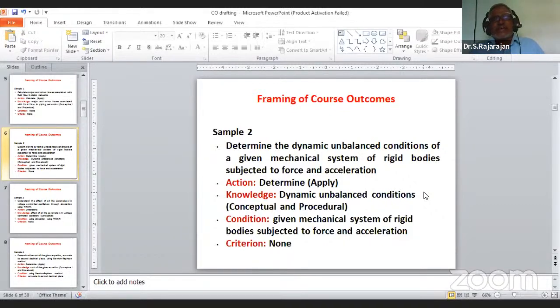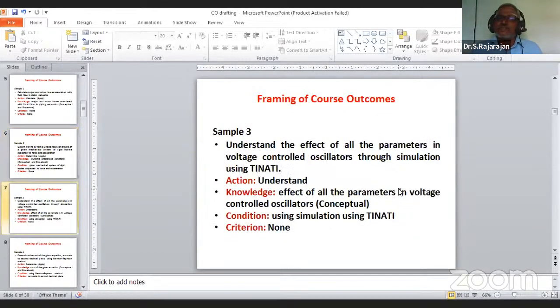Is there any criterion? No criterion here. So 3 parameters in this particular CO. Action is determine. Knowledge is dynamic unbalanced condition. Condition they have given is the given mechanical system of rigid bodies subjected to force and acceleration. This is the second sample. Hope you can understand now. If you have any doubts, please ask me after seeing this third example.